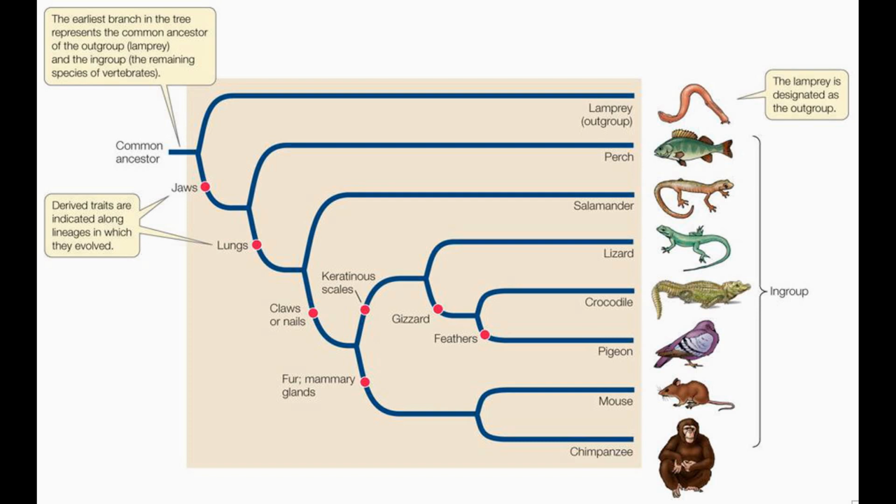In this phylogenetic tree, we can see how shared traits, or synapomorphies, can be used to group distantly related species. Mammals all share fur and mammary glands. That is why mouse and chimpanzee are grouped. Fur and mammary glands are synapomorphies that unite mammals. Similarly, the presence of a gizzard unites crocodiles and pigeons.